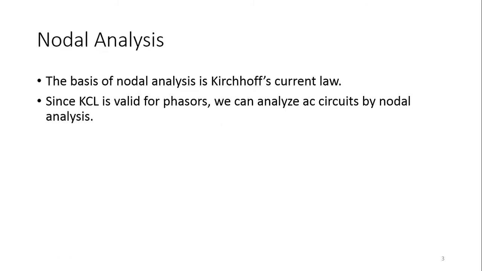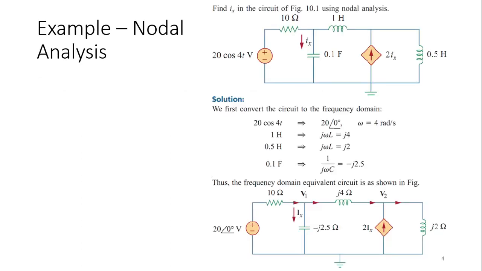So starting with the nodal analysis, the basis of nodal analysis is KCL, Kirchhoff's current law, and because we have already seen in our previous lectures that KCL is equally valid in phasor domain as well, we can use it for analyzing AC circuits. Consider this example where we are asked to find Ix in the circuit given here. So in this circuit, we have been given a resistance, capacitance, and inductance. In fact, two inductances, an independent current, and dependent current source, and independent voltage source.